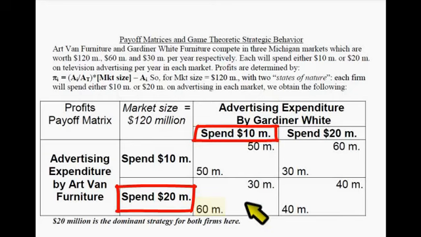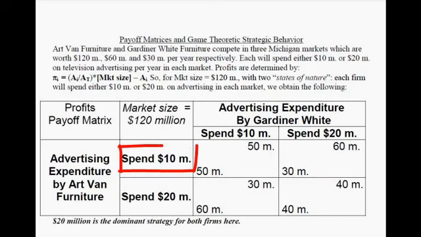Analogously, Gardner White is spending 1/3 of the total advertising expenditure in the market. 1/3 of 120 is 40. Because it's spending $10 million, we have 40 minus 10 equals 30. Now we've accounted for the two numbers in the bottom left-hand cell, $60 million and $30 million respectively. When Art Van is the one spending $10 million and Gardner White is spending $20 million, the numbers are reversed: Art Van makes a profit of $30 million and Gardner White makes a profit of $60 million.